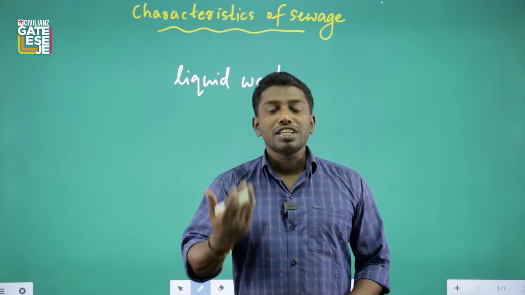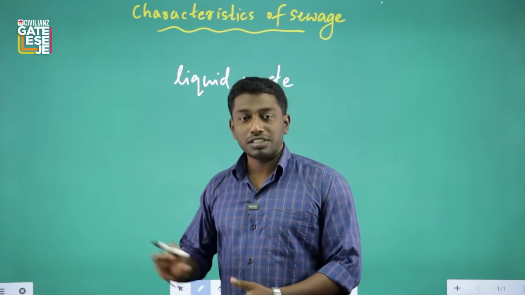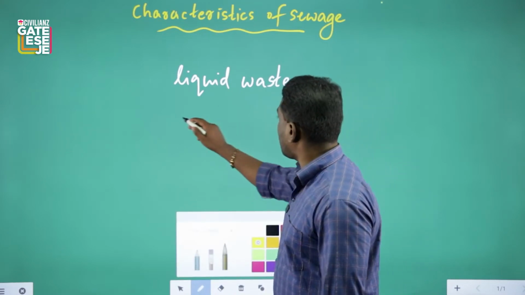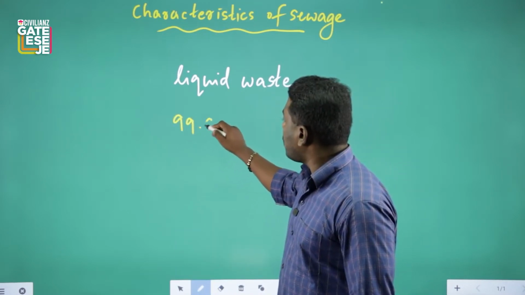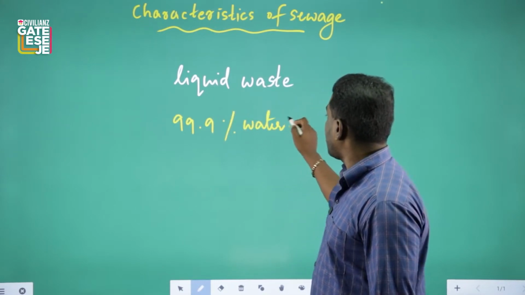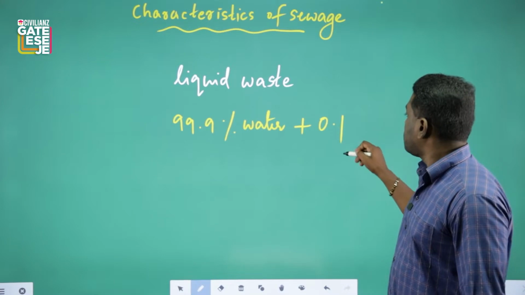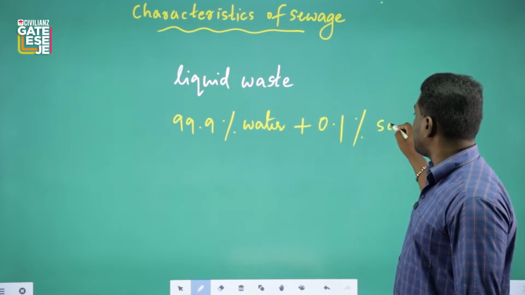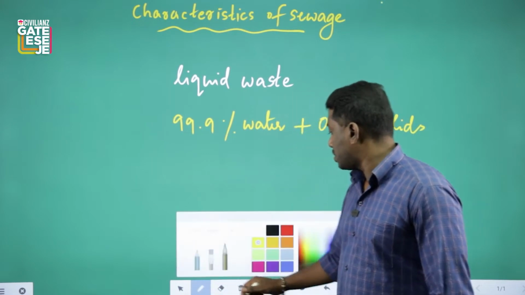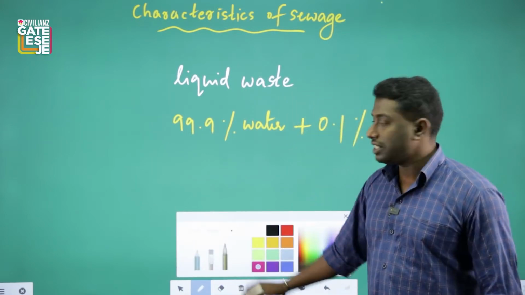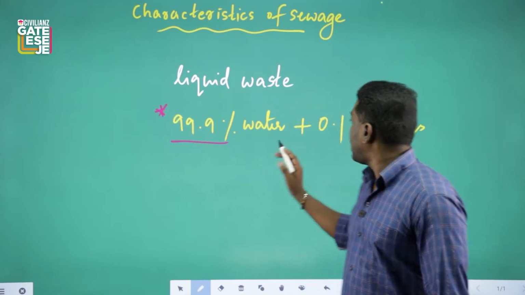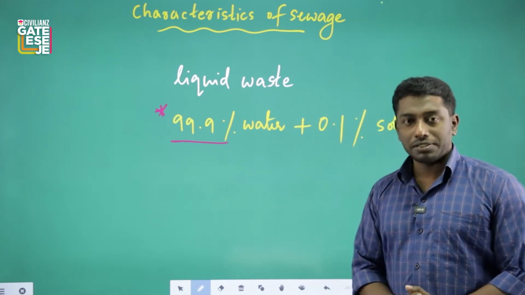And what is its composition? What is the composition of sewage? Sewage consists of 99.9% water and 0.1% solids. This is a previous question actually. What is the moisture content of sewage? 99.9%, and rest is solids.